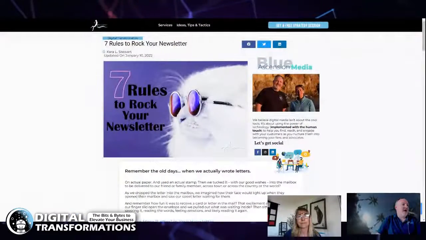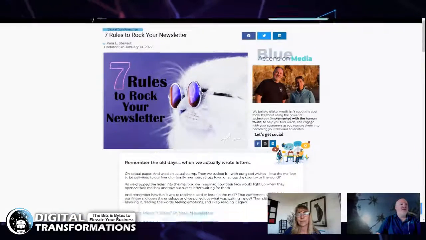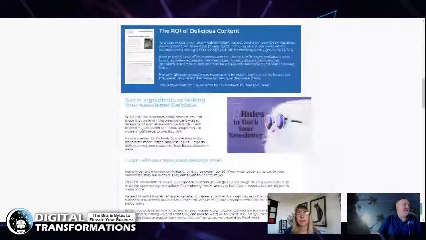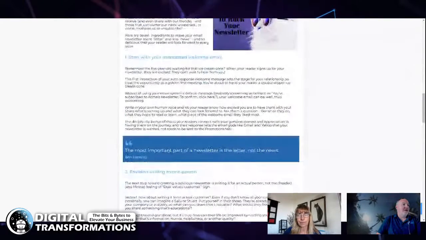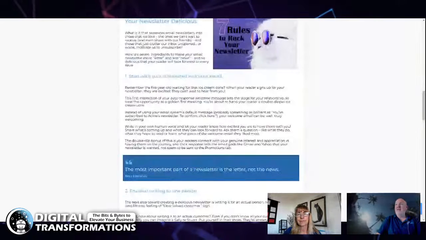Exactly. Cara had a really good introduction, so we'll pull that back up and go to the first section here. We talked about the first rule, and that's to start your automated welcome email.